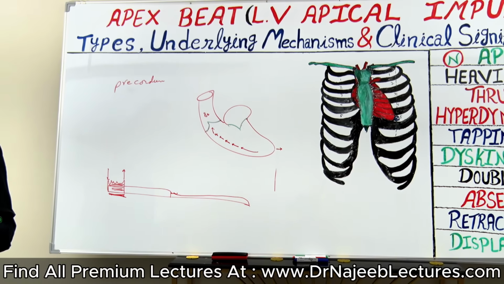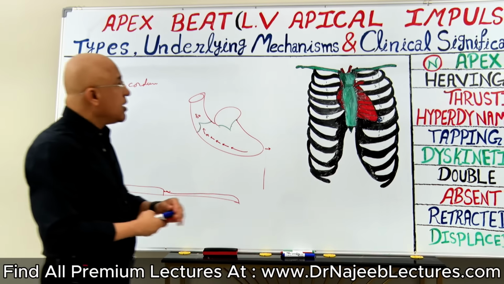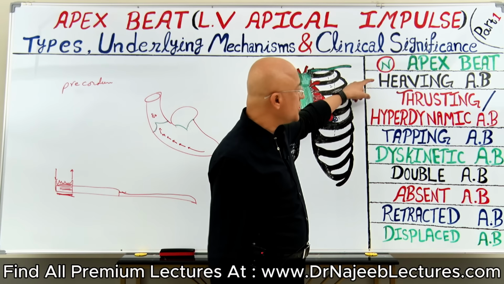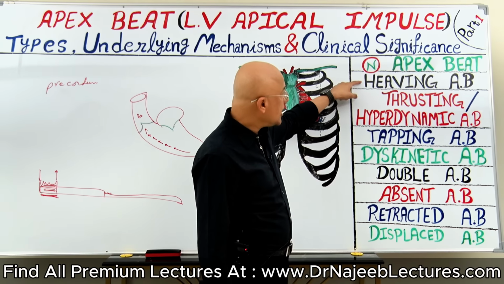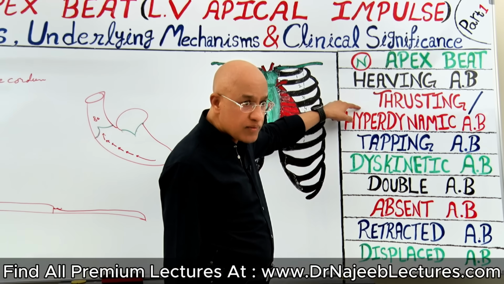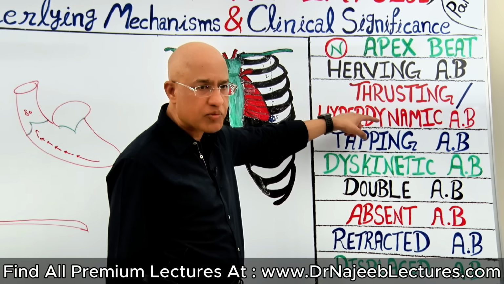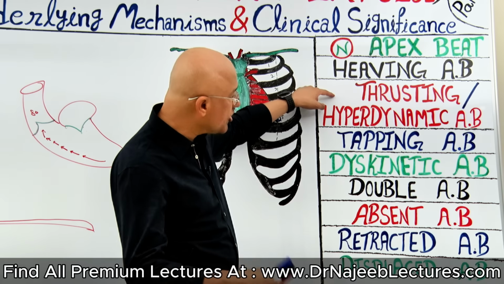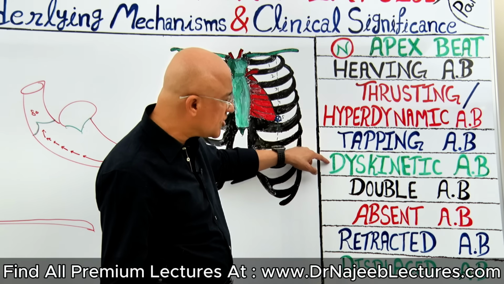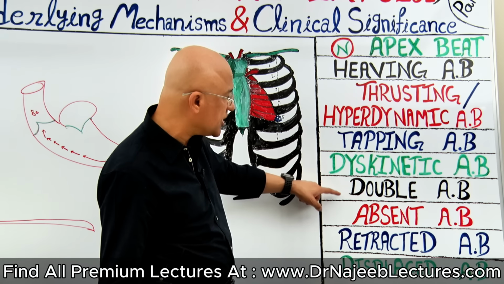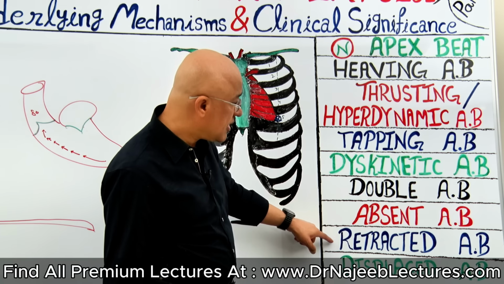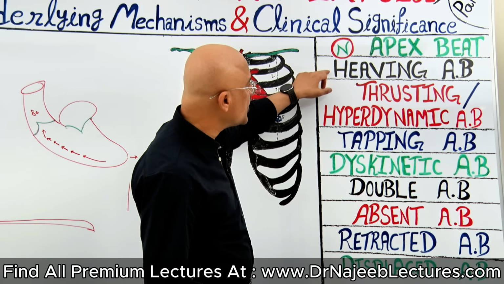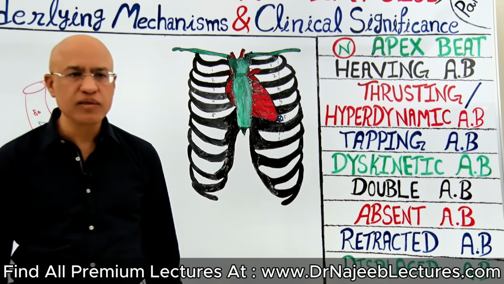Now we come to abnormal apex beat. One by one we will discuss first of all heaving apex beat, then thrusting apex beat, which is also called hyperdynamic apex beat, then the real difference between heaving and thrusting apex beat, and later on we'll go for tapping apex beat, dyskinetic, double or triple apex beat, absent apex beat, retracted apex beat, and displaced apex beat. Now let me focus right now on the heaving apex beat.